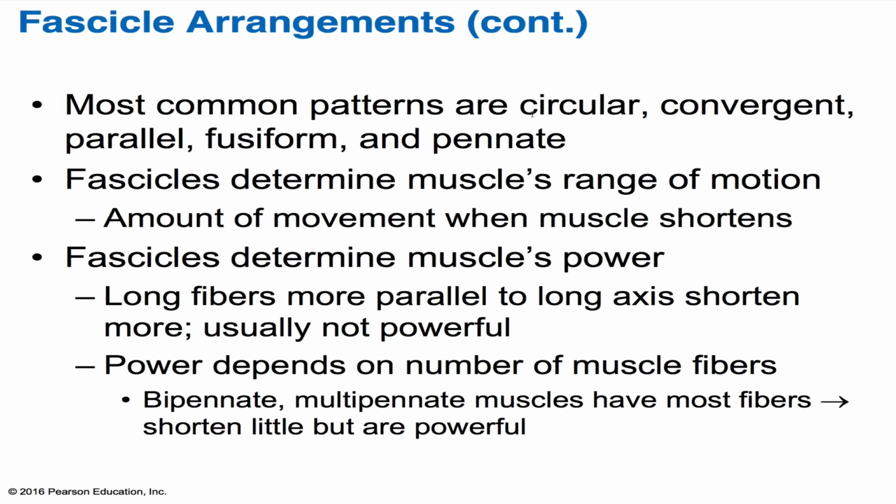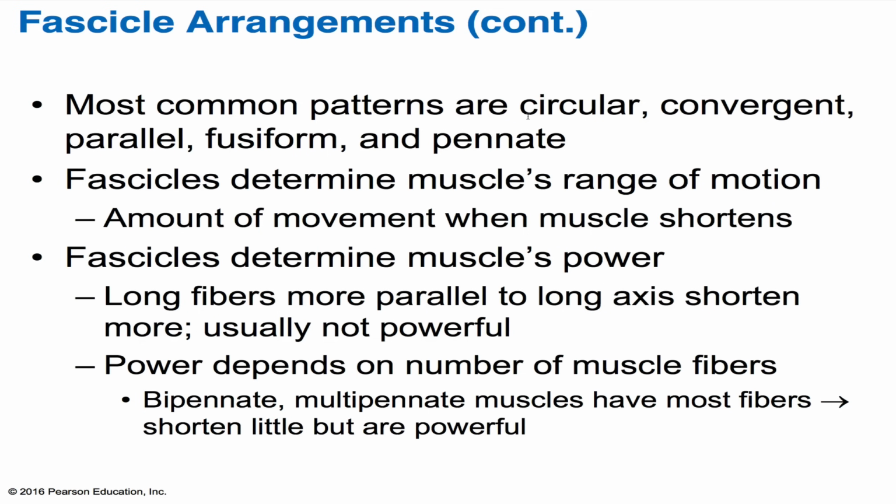As we've seen, the most common patterns are the circular, convergent, parallel, fusiform, and pennate fascicle arrangements. The arrangement of the muscle's fascicles determines its range of motion and its power. Because skeletal muscle fibers may shorten to about 70% of their resting length when they contract, the longer and more nearly parallel the muscle fibers are to the muscle's long axis, the more the muscle can shorten.